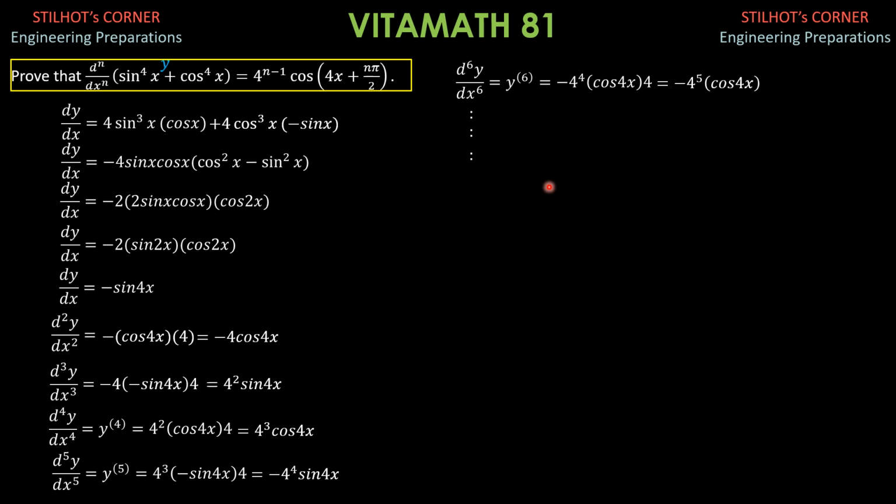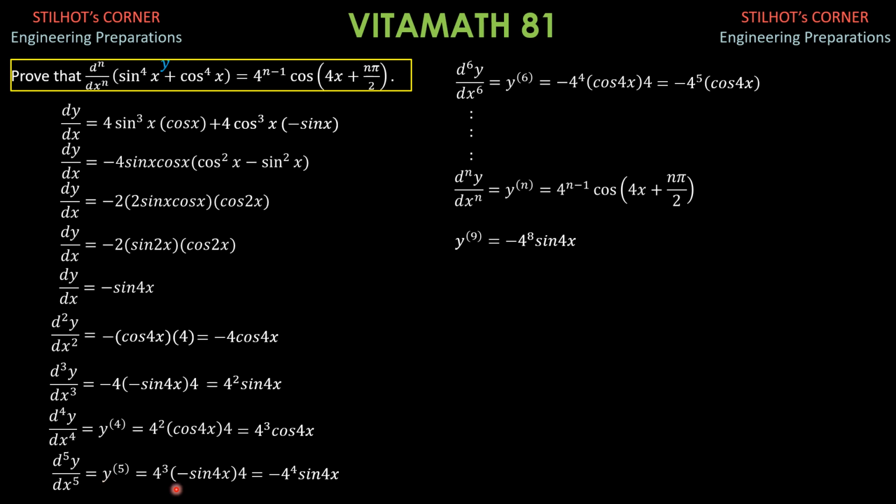Then let's generalize. We have the nth derivative of y with respect to x, in general, is 4 to the n minus 1, then cosine of the quantity 4x plus n pi over 2, as checked by these first 6 derivatives. So this is true. So let's have the ninth derivative.